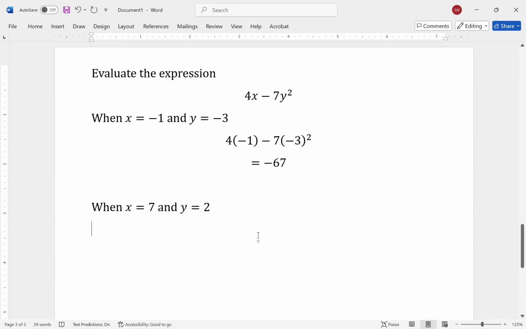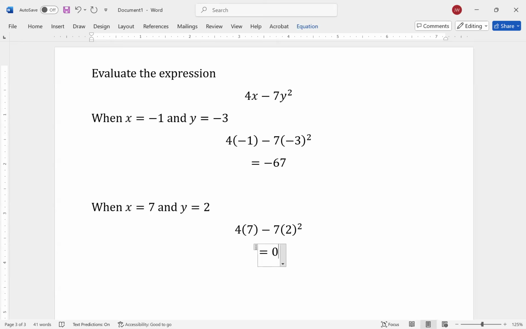In the other case, we do 4 multiplied times 7 minus 7 multiplied times 2 squared. The 2 is going to get squared before I multiply times the 7, and then what's going to happen when it's all said and done is we're going to actually get 0. We're going to end up with 28 minus 28, and that gives me 0.